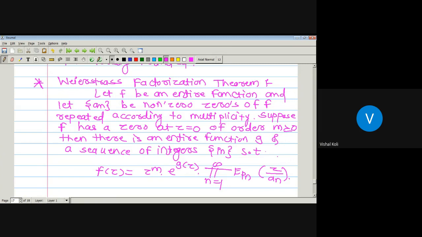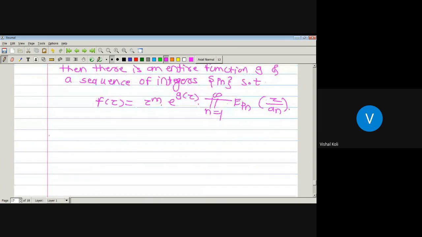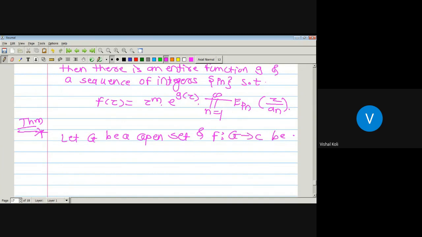Now the last theorem of our last unit is nothing but the Goursat theorem. See its statement only. Let capital G be an open set. This will be an important theorem. Let capital G be an open set and f from G to C be a differentiable function, then f is analytic on G.